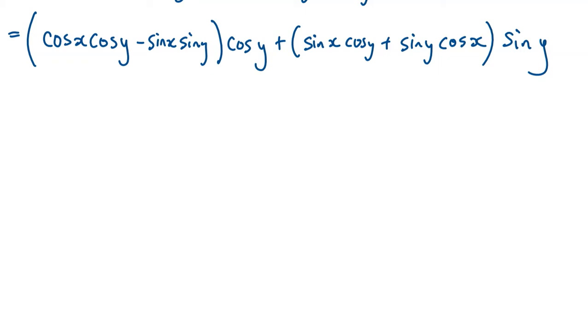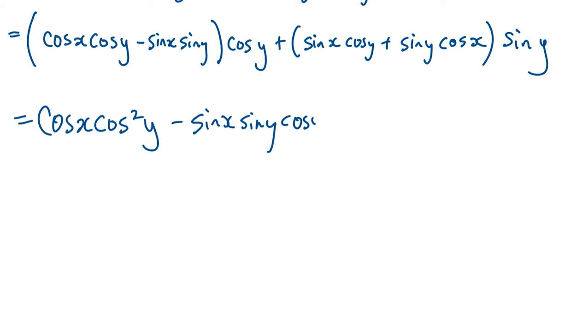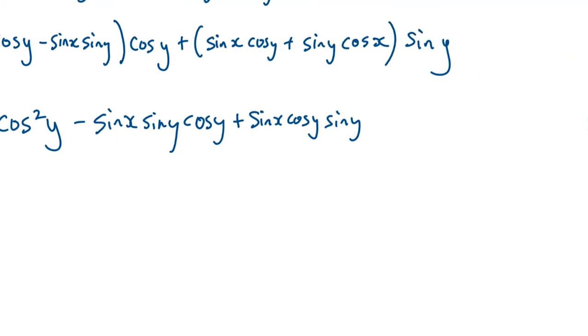So what are we going to do here? You're going to multiply the cos y and the sine y in, like that, for both of them. So this is cos x, cos y times cos y, so that's cos x cos squared y, minus sine x sine y cos y, plus sine x cos y sine y, and then sine squared y cos x.